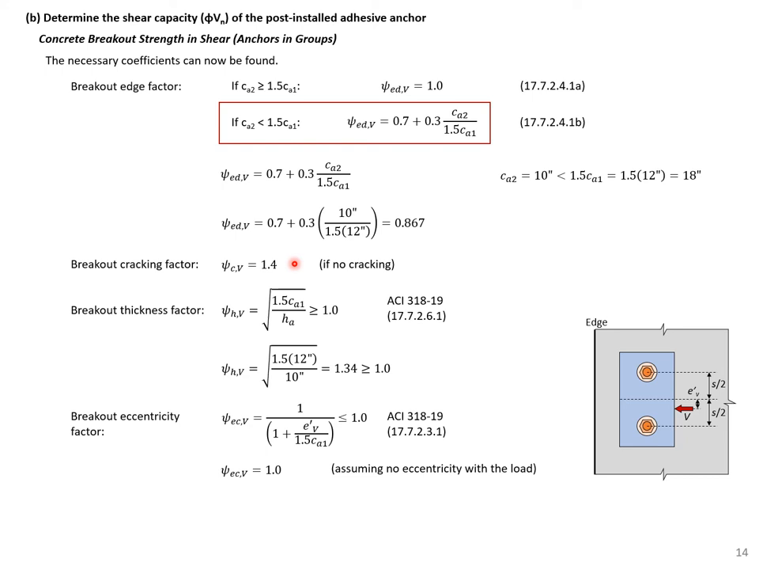The breakout thickness factor, we can calculate using this equation here. Our psi sub HV is equal to the square root of 1.5 times C sub A1, 12 inches, divided by 10 inches. That will give us a factor here of 1.34, which is greater than 1.0, so that's okay. We'll use 1.34 there. And then we have a breakout eccentricity factor. This takes into account the eccentricity of our shear force compared to the anchor group. We're going to assume that we don't have any eccentricity, so our psi factor here is going to be equal to 1.0.